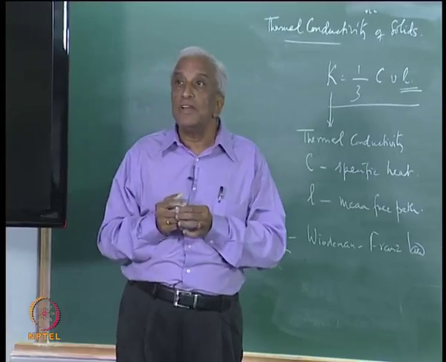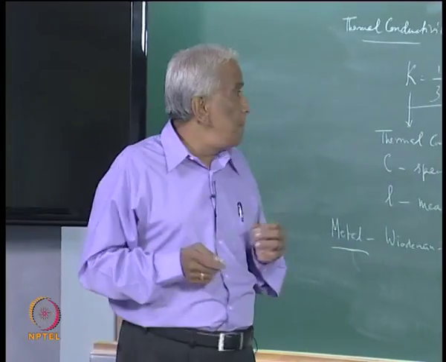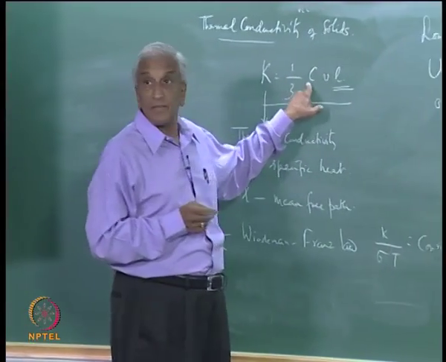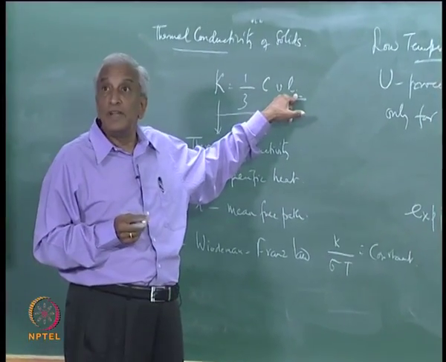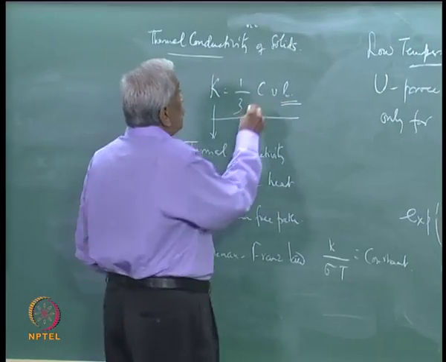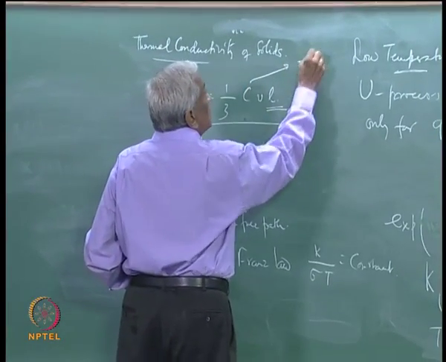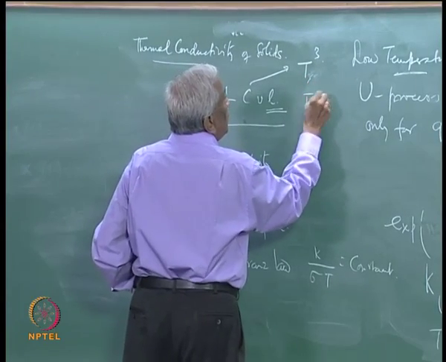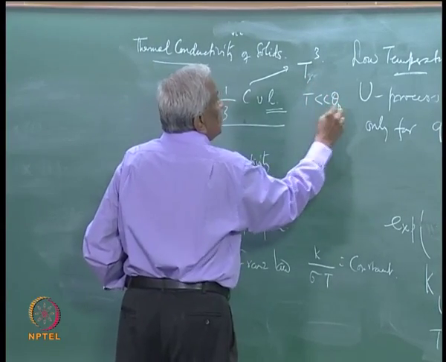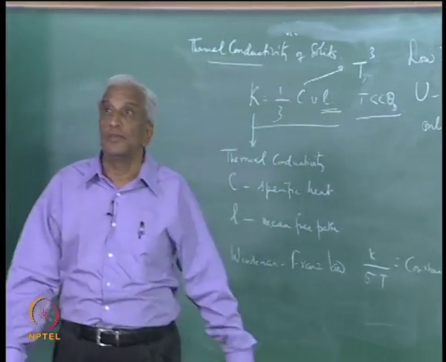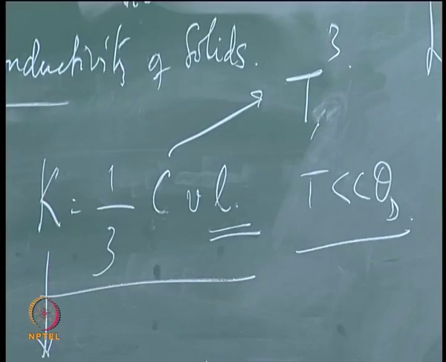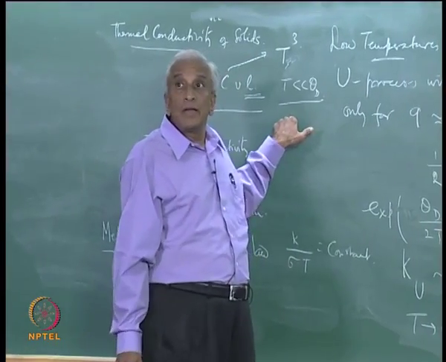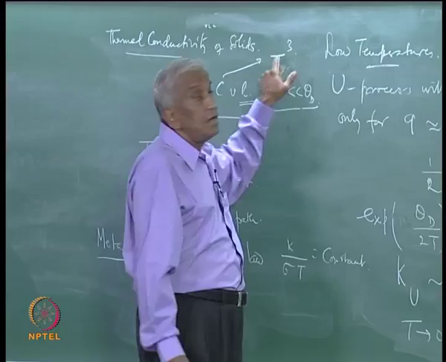So, the temperature dependence of K will be mainly due to the temperature dependence of the specific heat, because the mean free path becomes temperature independent, and the specific heat goes at low temperatures as T cube for T less than theta D. This is the Debye specific heat behavior. So, at these temperatures K will go as T cube.